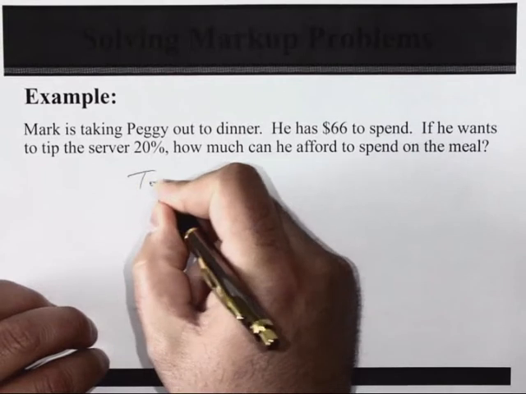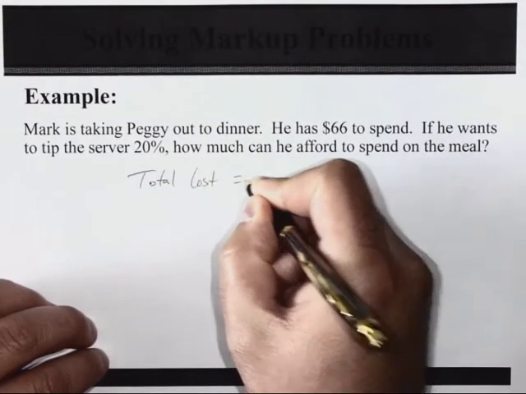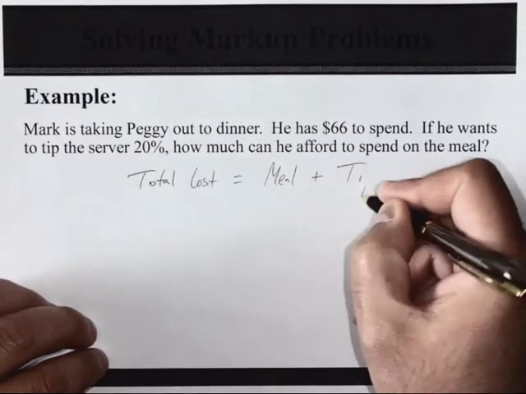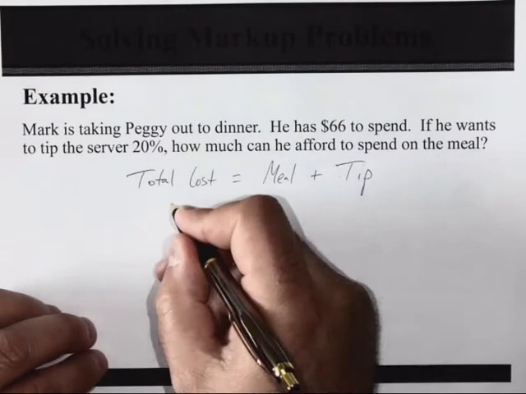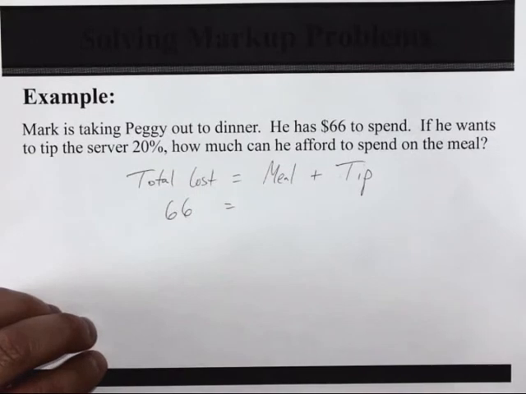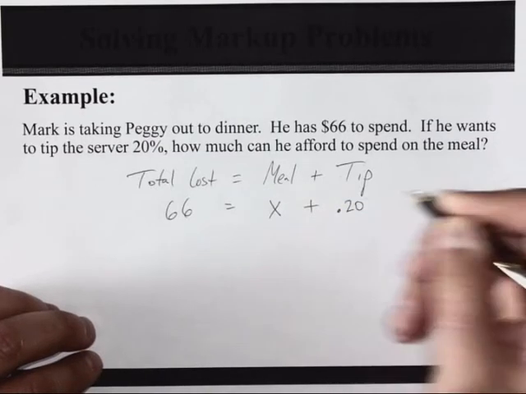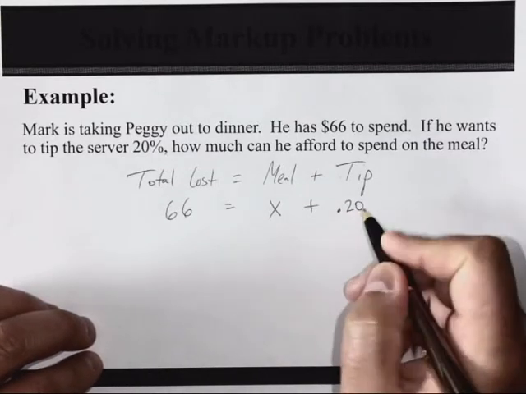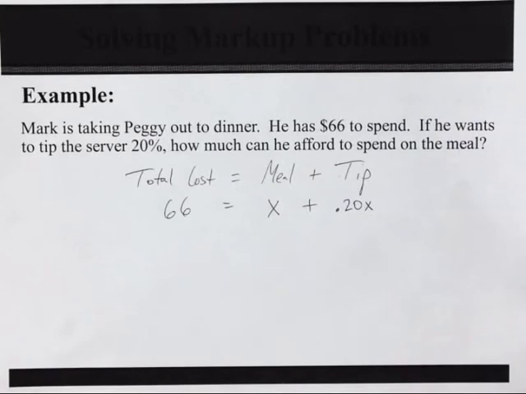So keep in mind that the total cost is equal to the cost of the meal plus the tip. So he's got $66 to spend, so that's the total cost. We're trying to figure out how much he can spend on the meal, that's x, plus the tip, which is 20% of the cost of the meal. So 20% as a decimal is 0.20. Now I can't leave it like this. If I just leave 0.20, then I'm literally just giving a 20-cent tip. So I have to include 20% of the cost of the meal. So that needs to be 0.20x.